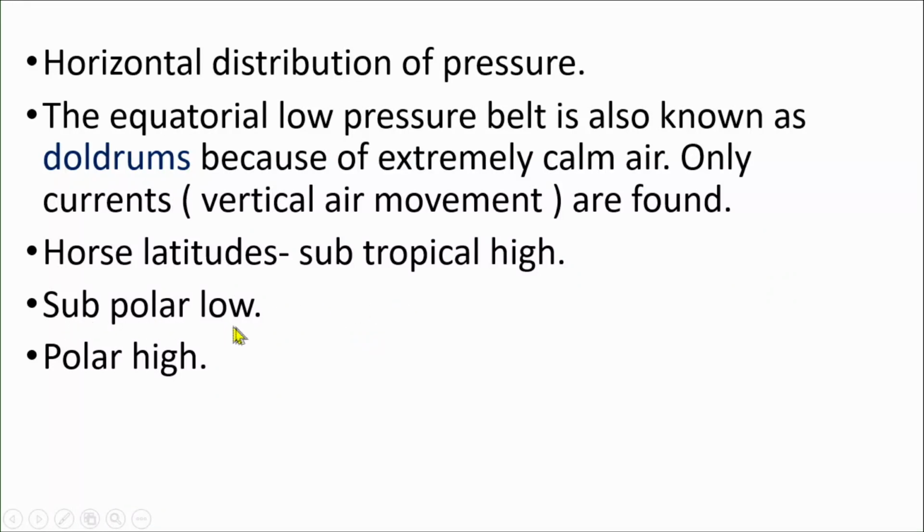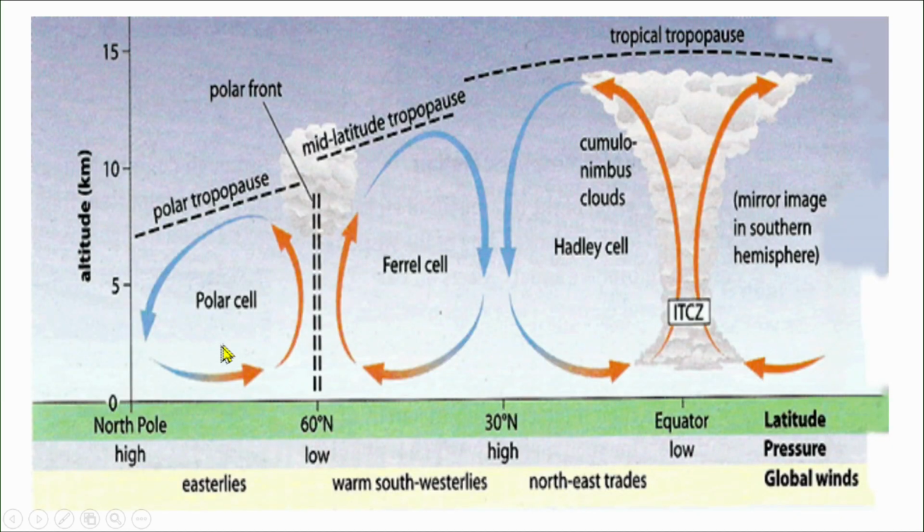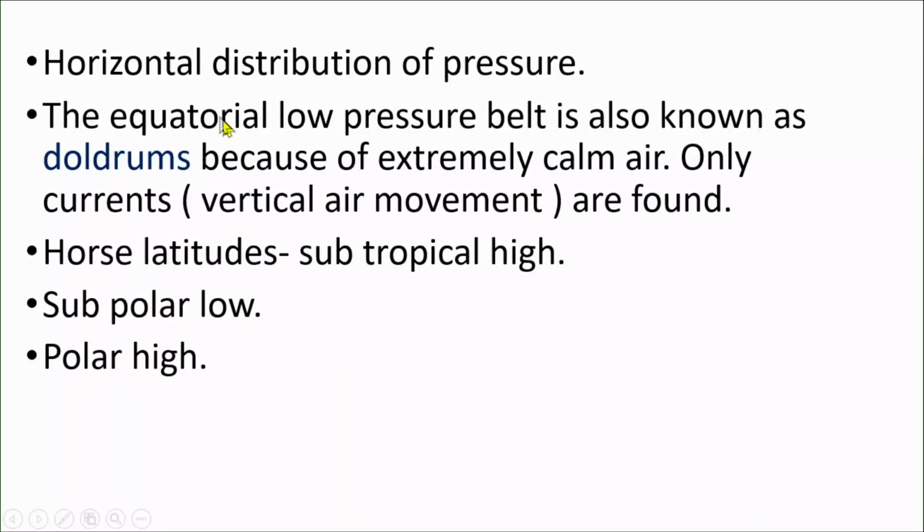Next is the subpolar low pressure belt. This is the subpolar low pressure belt because of which the wind rises above, and at the polar high, the wind descends here. So these are the different kinds of belts and the directional flow of wind.